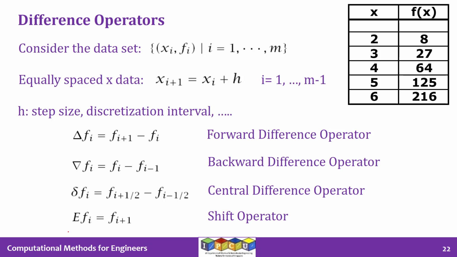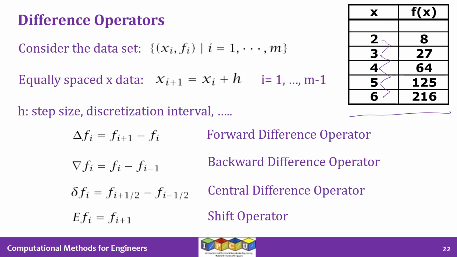that are equally spaced. So what you see here is an example, and as you can see, the gap between successive x values is the same in this particular table. The gap is 1 between any two successive values of x. So this would represent a data set that is equally spaced.